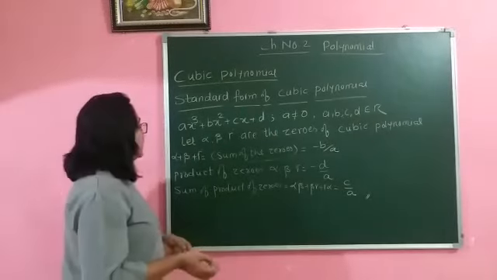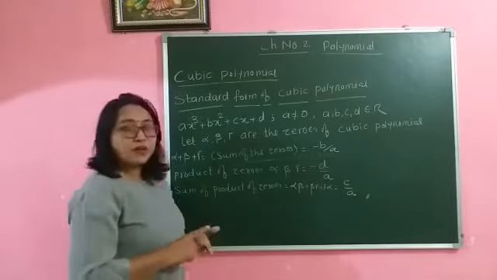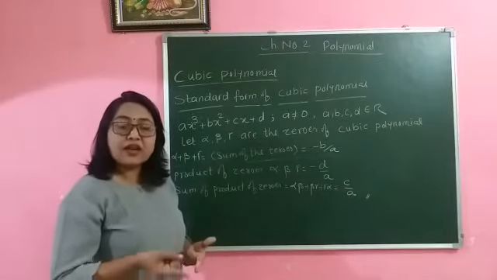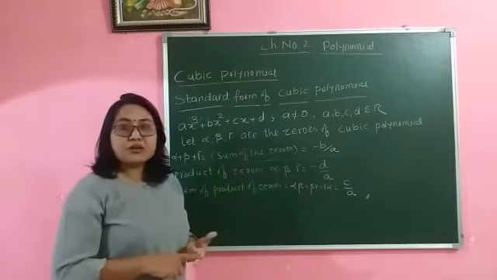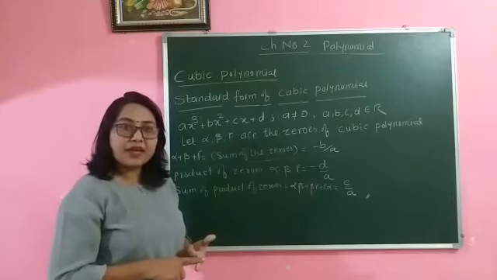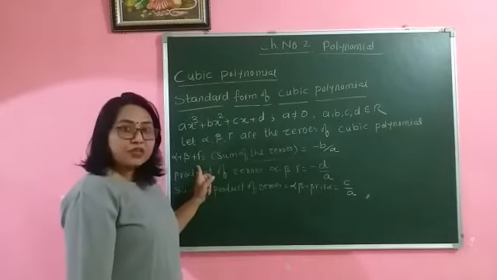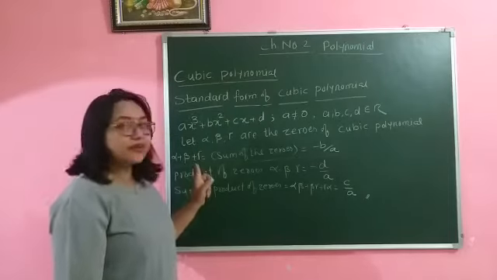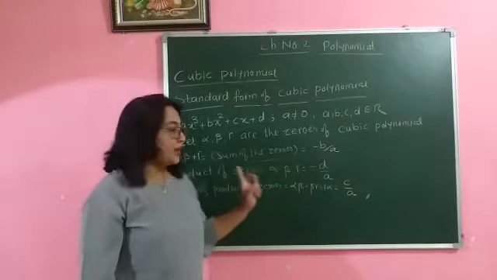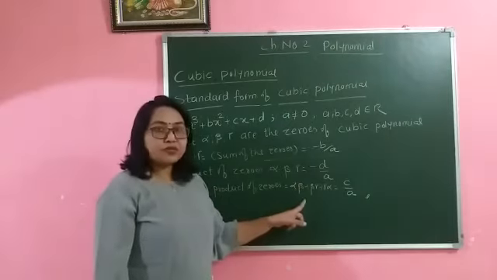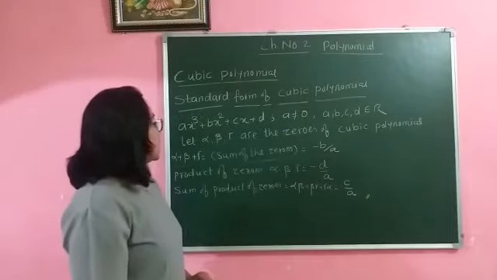Again I am repeating: what is the solution of a linear equation? Minus b by a. What is the sum of the zeros of a quadratic equation? Alpha plus beta is equal to minus b by a, and the product of the zeros, alpha into beta, is equal to c by a. Whenever a cubic polynomial is given, the sum of the zeros, alpha plus beta plus gamma, is equal to minus b by a. Product of the zeros is minus d by a. And the sum of the product of zeros, alpha beta plus beta gamma plus gamma alpha, is equal to c by a.